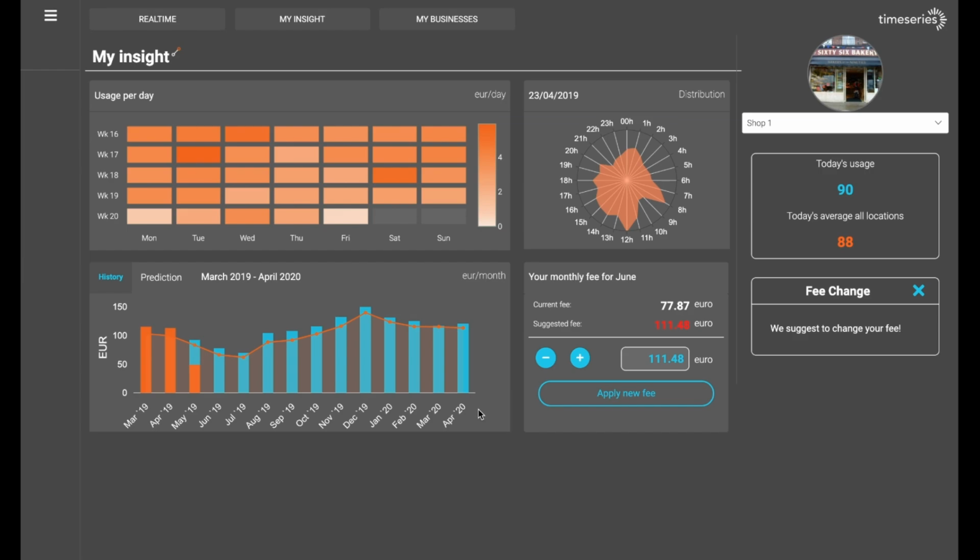Experience shows us that by giving this level of insight to customers, it empowers them to do more self-service, thereby saving money for utility providers.